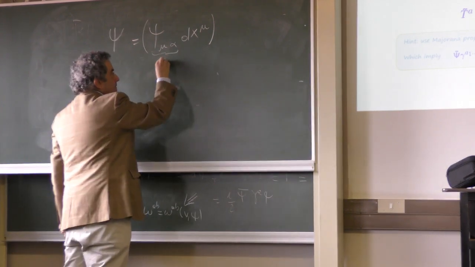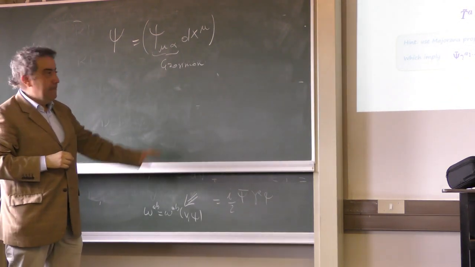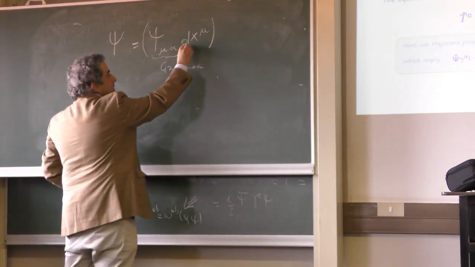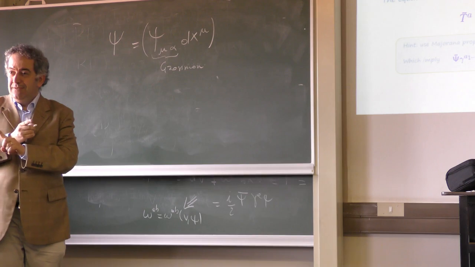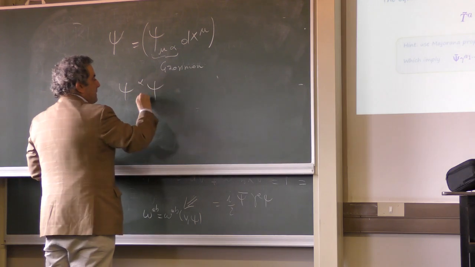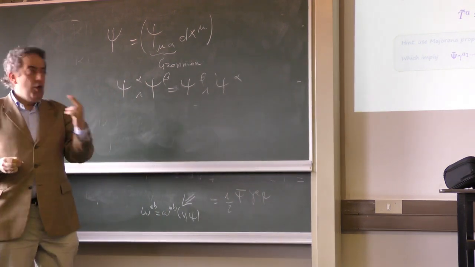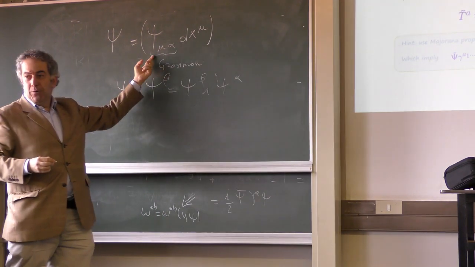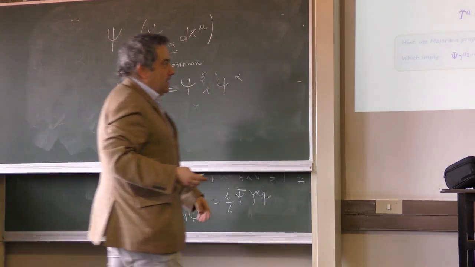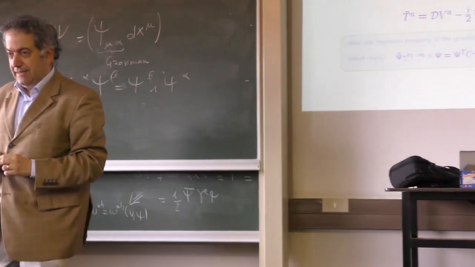This is a Grassmann variable. This means that the components anti-commute. But since dx anti-commute, this is a commuting variable. So psi alpha, psi beta is equal to psi beta, psi alpha, because we have two minus signs. One when we swap the components, the other when we swap the dx mu. So it's a commuting variable. Then we have these properties, and using this you can prove that you get this torsion equation.